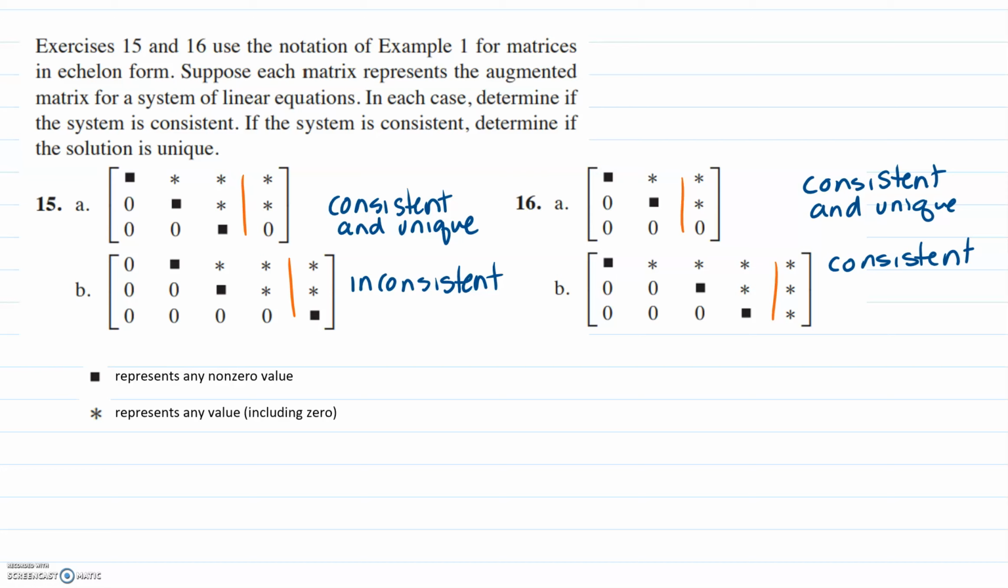16B is not unique because here, this right here is a free variable. So 16B is consistent but not unique. And that's how you do number 15 and 16.